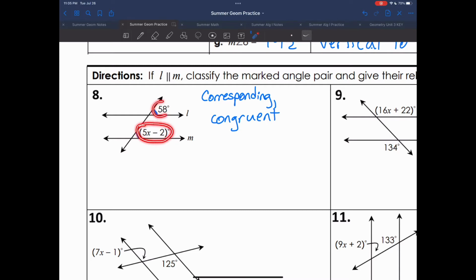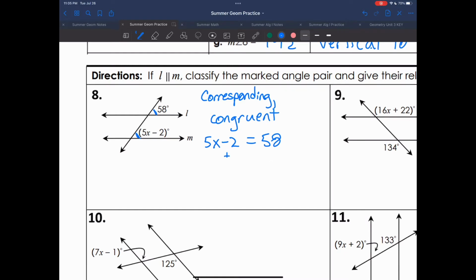So I'm going to set this equal to this. So I've got 5x minus 2 equal to 58. And solving that, I'm going to first add my 2 to both sides. So I guess I can show my work. So I would get 5x equals 60. And then we're dividing both sides by 5. So we're going to get x equals 12. And then we're done. So corresponding, congruent, and 12. Those would be like the kind of 3-part answer here that they want.